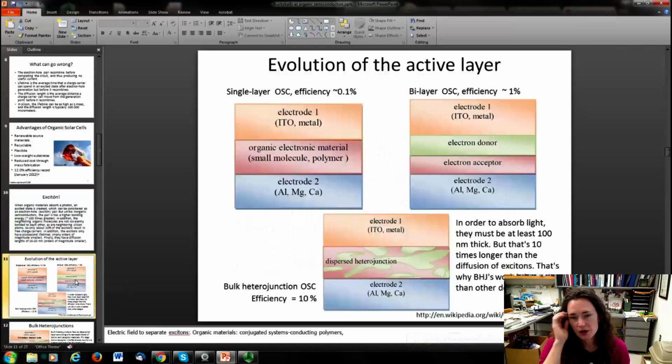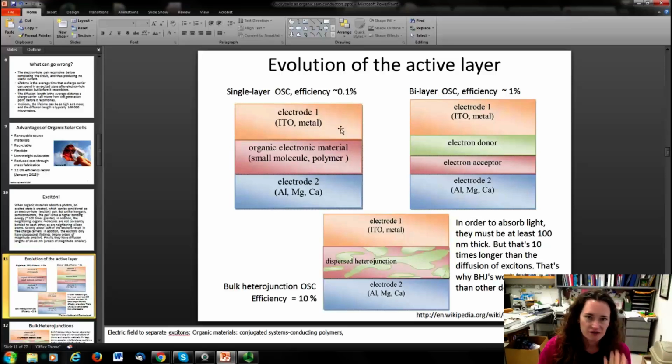So the first solar cells and photovoltaic materials that were created from organic materials, they just tried a single layer. So they had electrode number 1, ITO, which is indium tin oxide, and it's transparent, and so it gets put here on top, and then they had a layer of your organic electronic material, and then electrode 2, which was usually a metal, on the bottom. You have to have the top transparent, of course, because it's a photovoltaic. You want the sun to make it through.